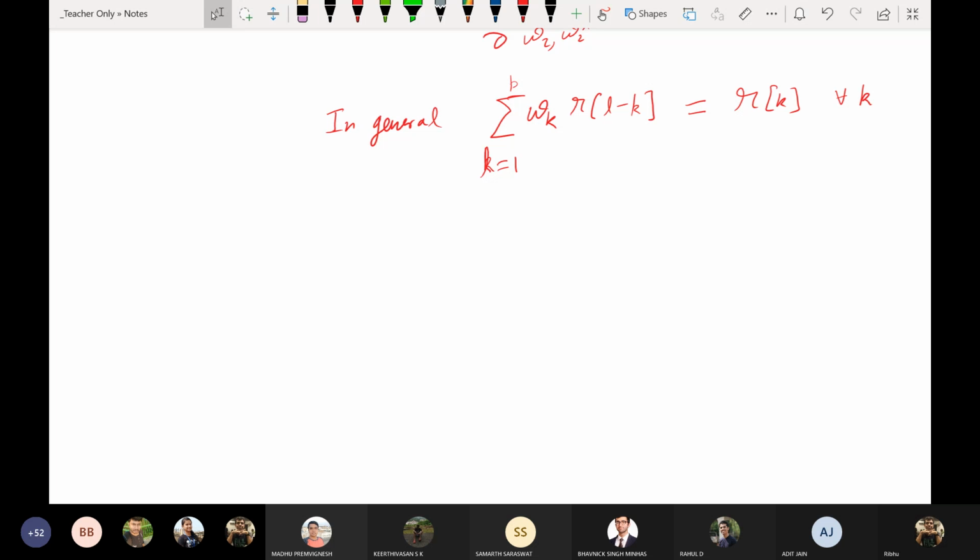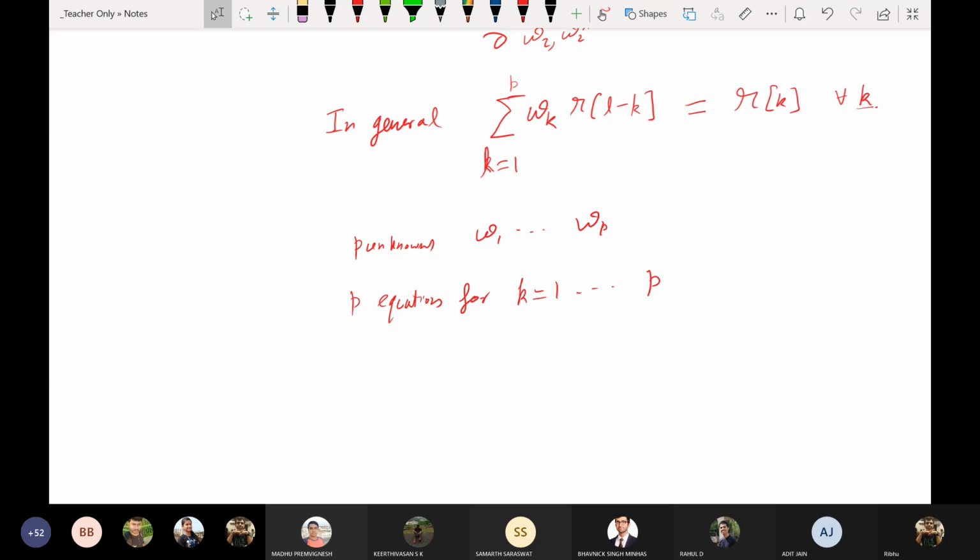There are P unknowns, W1 to WP, and P equations for K equal to 1 to P. So if we solve this set of simultaneous equations, we should be happy. Now the question is, how do we solve these simultaneous equations?